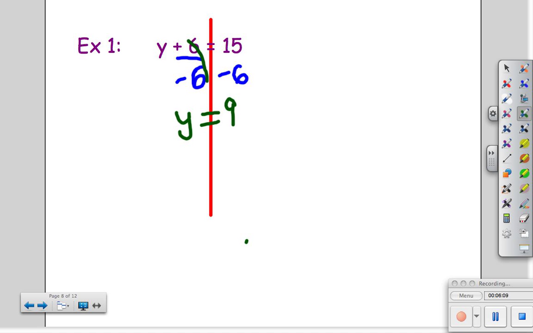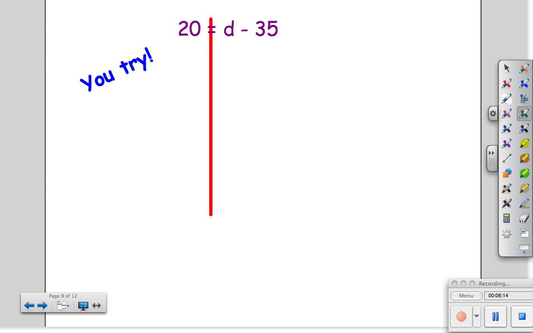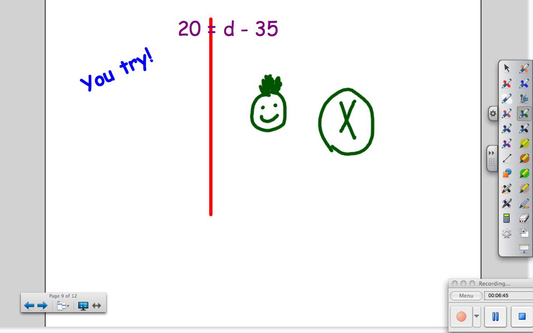Your turn to try. Remember to use your inverse operation and put it on both sides. If you got it right, give yourself a smiley face with a mohawk. If you got it wrong, put an X, go back and fix your mistake in your work, not just in your answer, and then circle the X once you do have the correct answer.